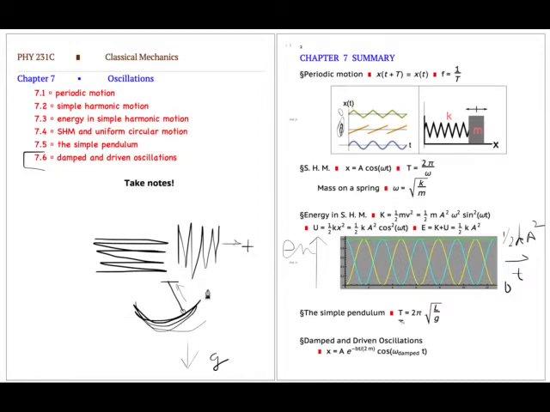And then there's a section on damped oscillations and driven oscillations where the equations become a little more complicated and the functions involve more complexity. You have to use exponential functions because the oscillations will be damped out. They'll die down to 0. That's because of friction.